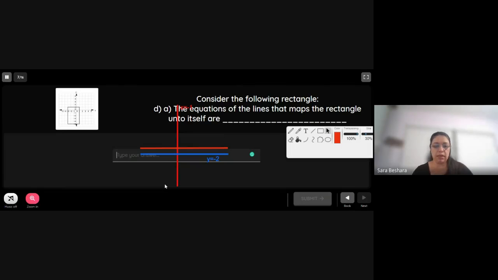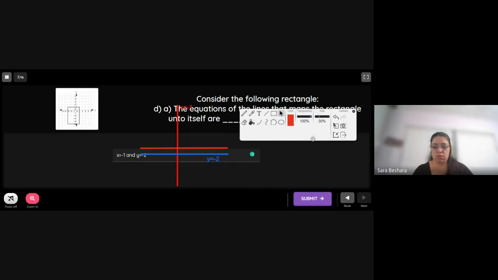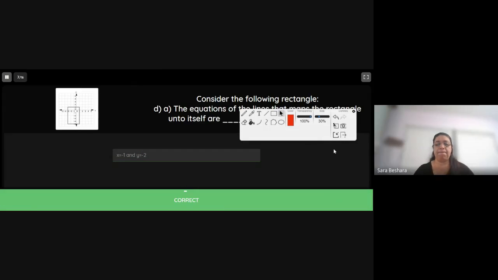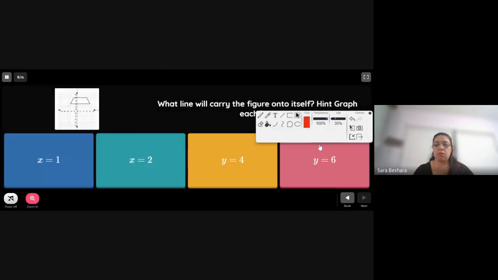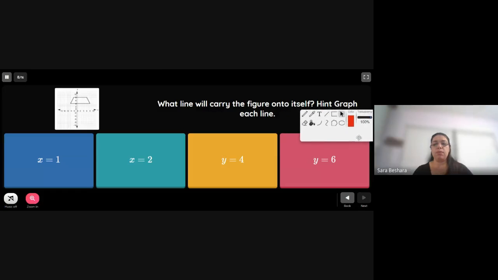So it was x equal to -1 and y equal to -2. Okay? Let's try one more. It says which line will carry the figure onto itself. And I just put a hint for you. Graph each line. X is 1, Y is 2, X is 2, 4, and 6.